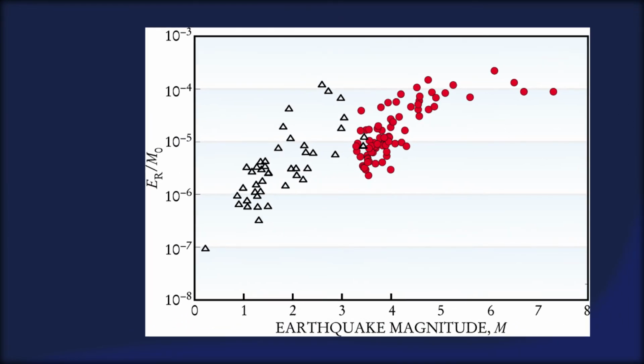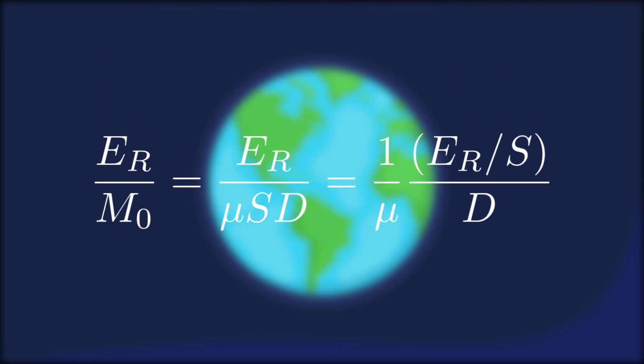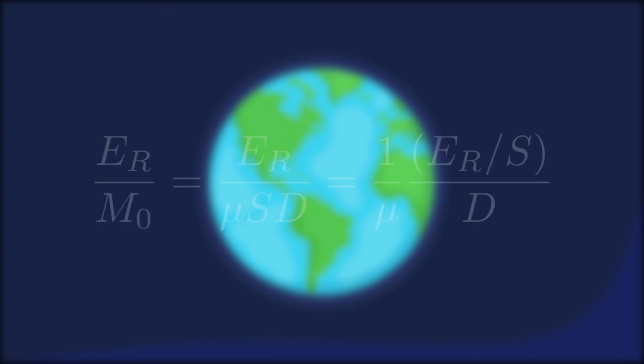The energy budget of earthquakes provides more insight into the stresses occurring in fault zones. This graph shows the observed ratio E_R over M_0, which specifies how much energy is radiated from a unit fault area per unit slip. Given the definition of M_0 from the first box, we can write this. For the whole derivation of this equation, please pause the video in the next box.